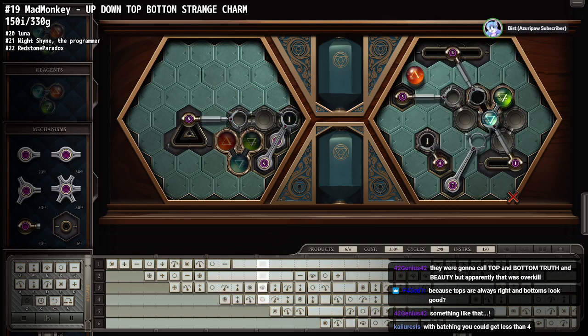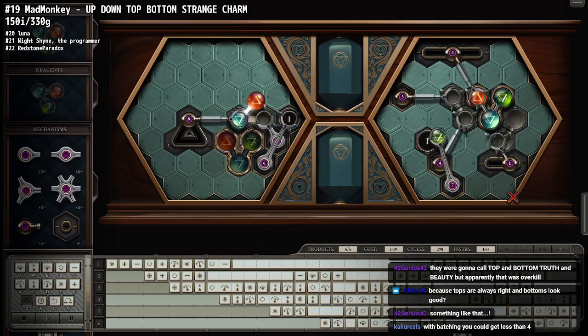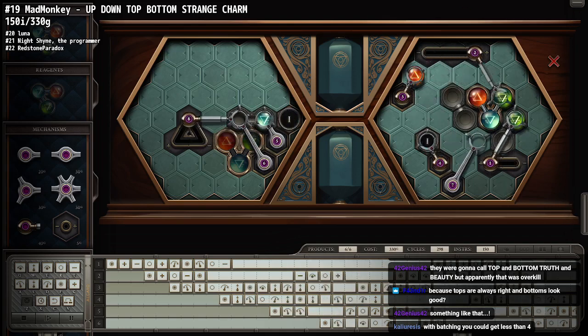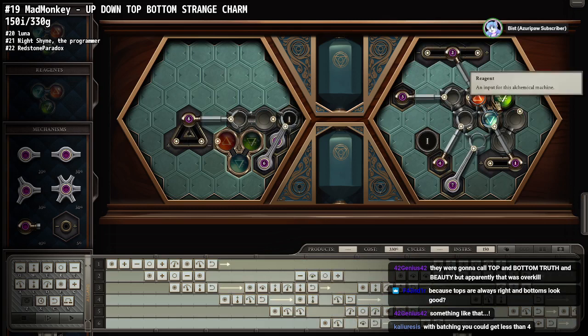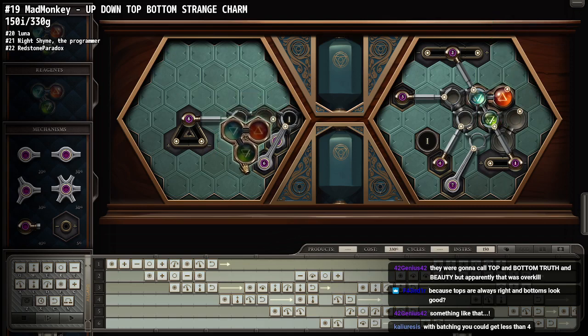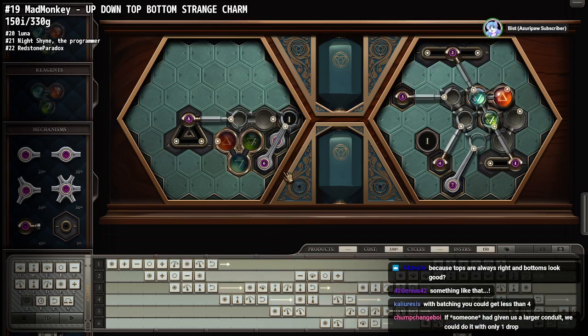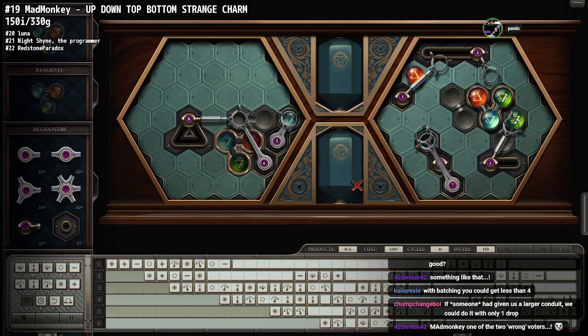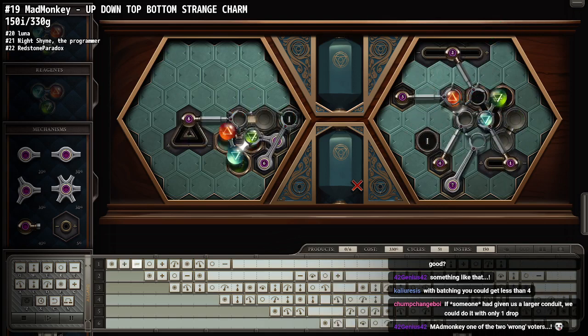Oh, I just checked the notes. It says speed solved by Mad Master. Good job, Mad Master. Alright. I think there's one test case we haven't checked. I think we checked that one, and let's check this one. If someone had given us a larger conduit, I presume triangle size, it would only be 1 drop. So true. There we go.